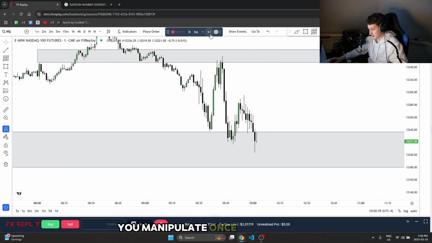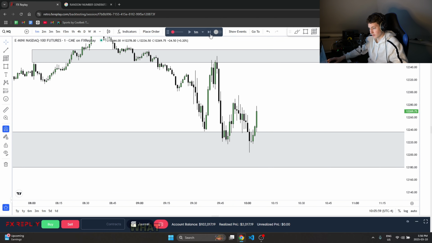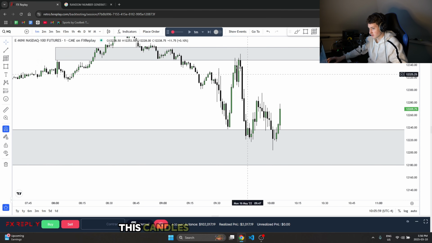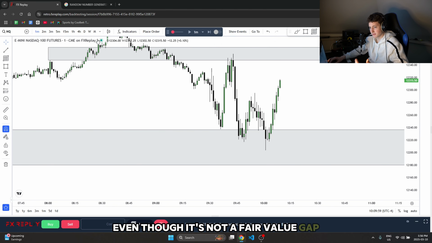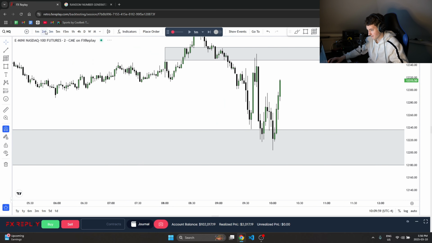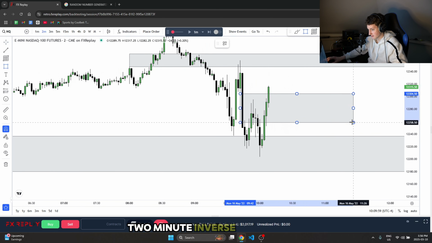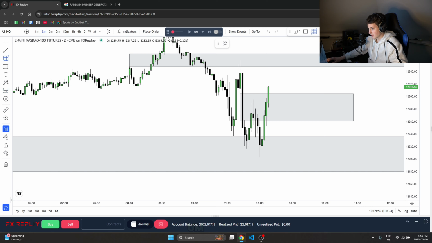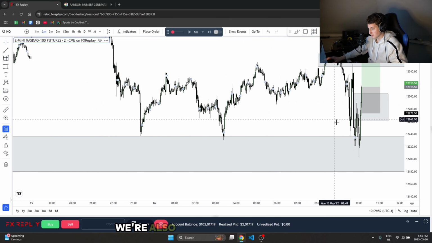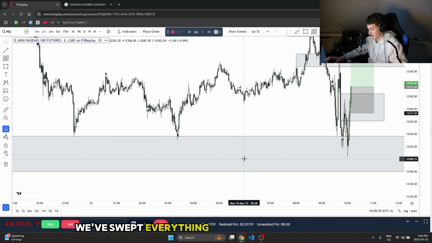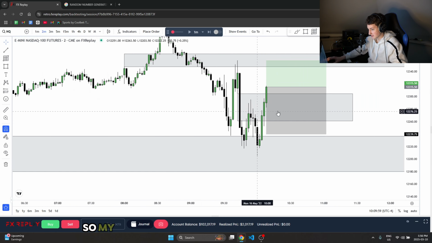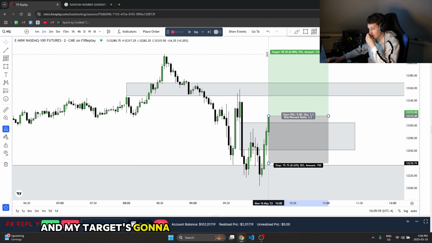You manipulate once again. 10 a.m., what do I say? 10 a.m. reversal. This candle's probably a good entry, even though it's not a fair value gap. Yeah, okay, so we start running. And so this candle's going to close right here. 2-minute inverse. I'm taking it. I like it. We're also breaking above this high. We've swept everything, and we're in that gap now. So my stop loss is going to look something like this, and my target's going to look like this.